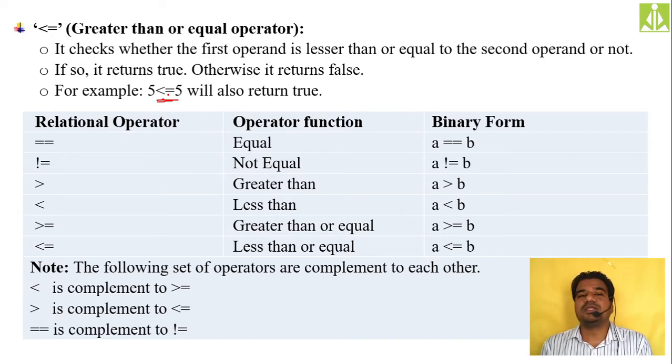Okay, so this is how all the relational operators will work, and they will do the comparison between the operands, and that operand may be a constant literal, or it may be a variable, it may be a defined constant, it may be a memory constant, it can be anything which is holding the value or which is representing the value.